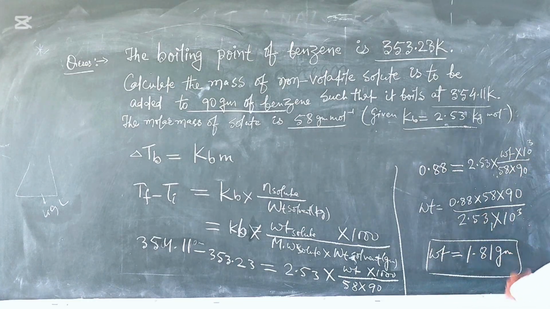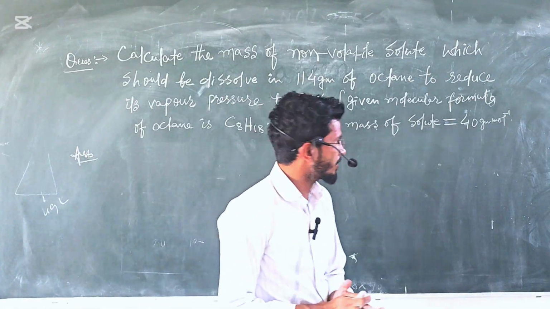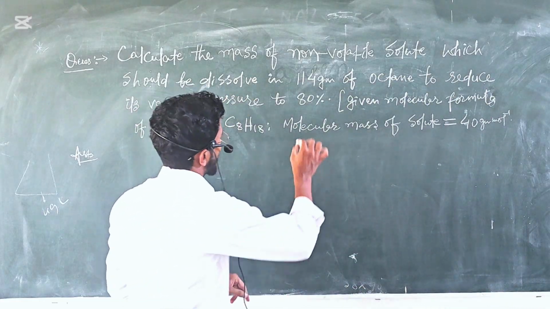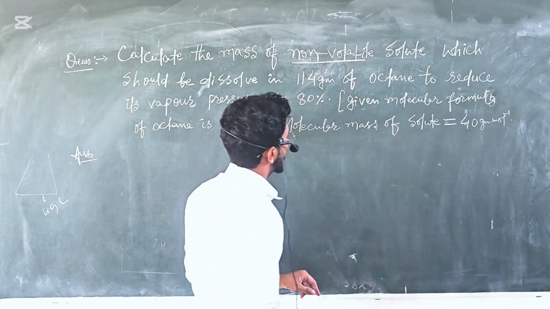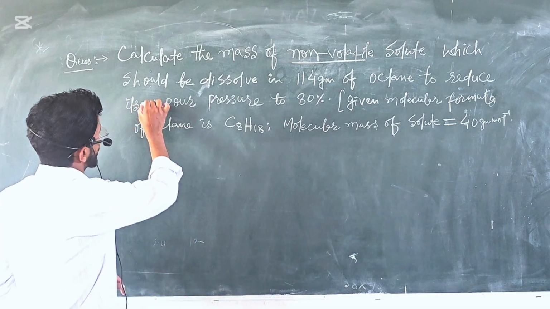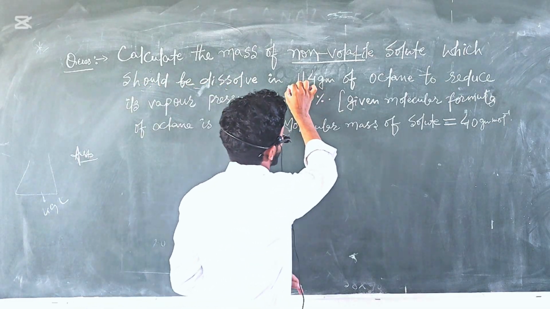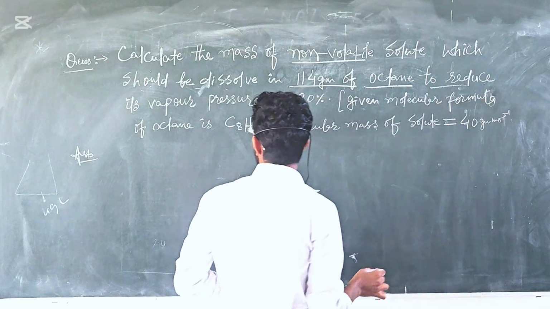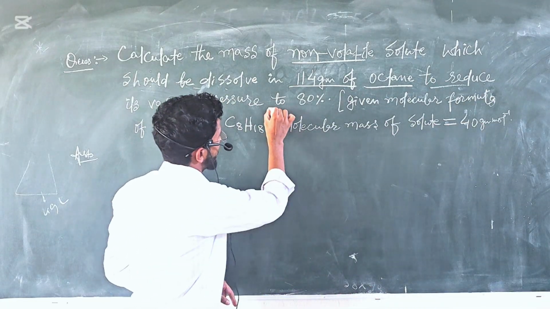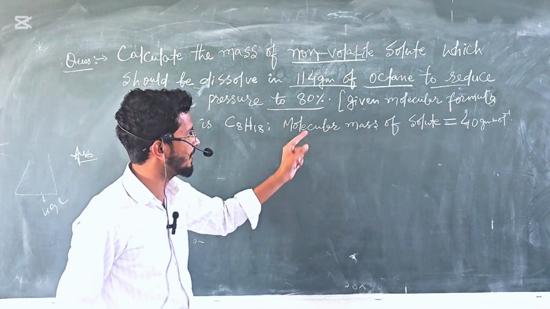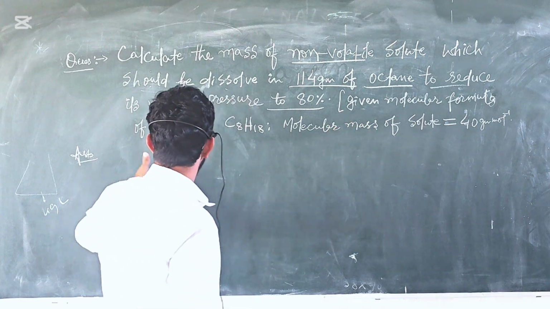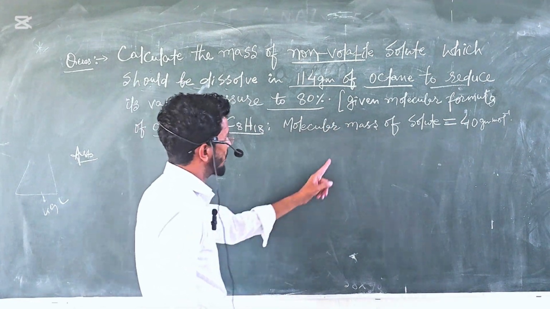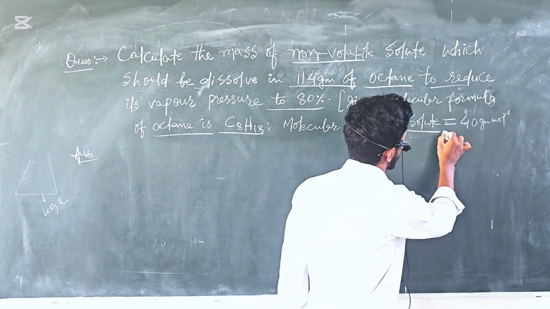Now we see the next question. It is given: calculate the mass of non-volatile solute which should be dissolved in 114 gram of octane to reduce its vapor pressure to 80%. The molecular formula of octane is C8H18 and the molecular mass of solute is 40.